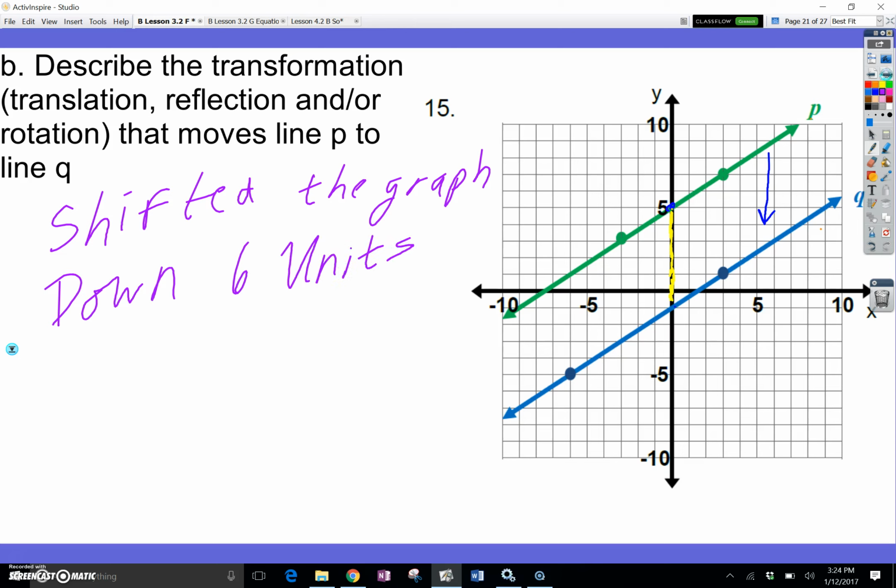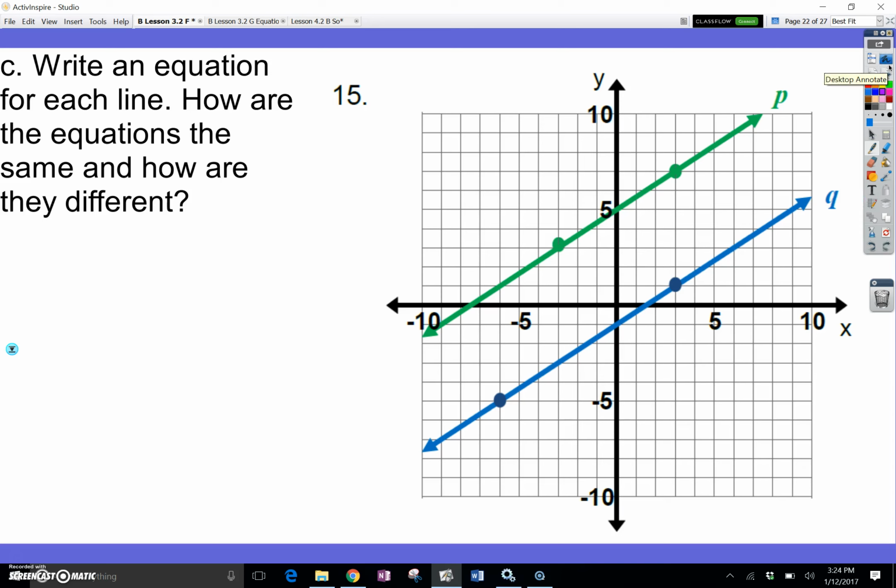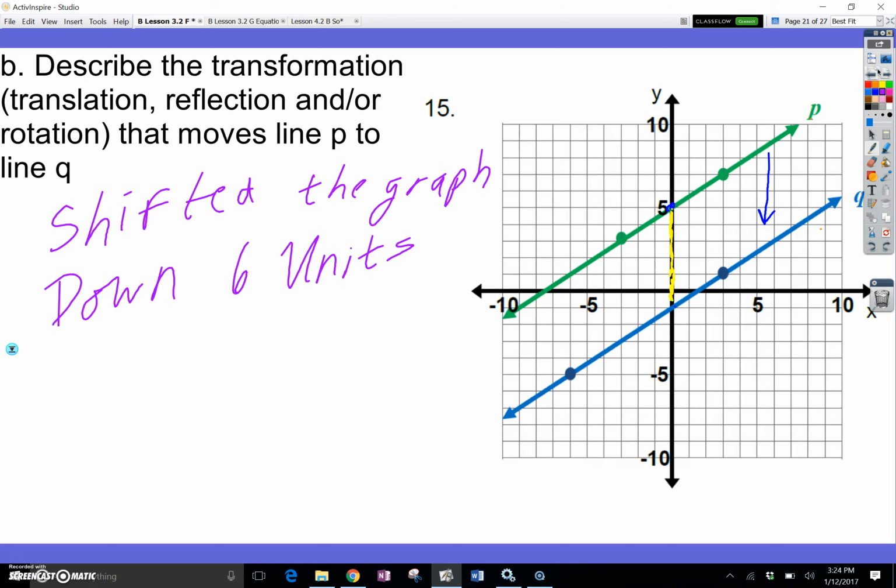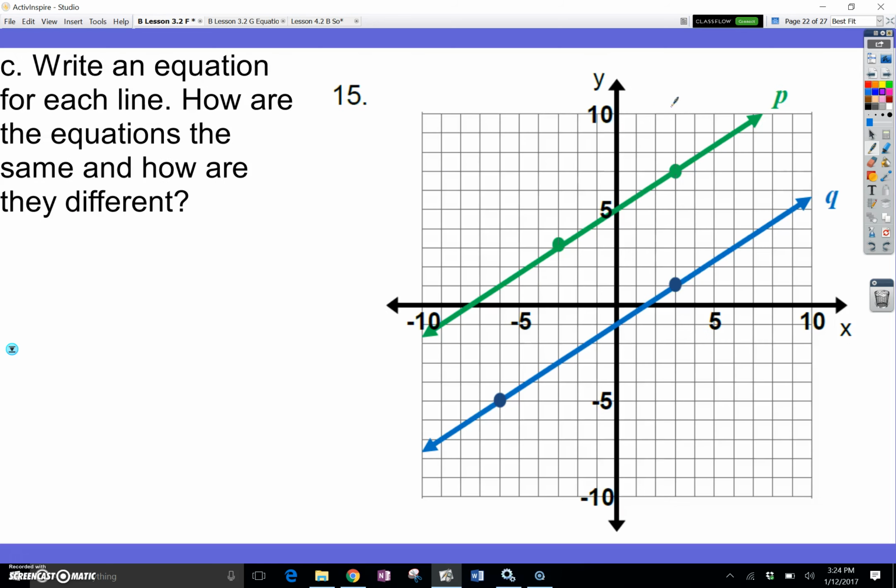Okay. All right. Write an equation for each line. How is the equation the same? How is it different? Well, we already found the slopes of both these lines. The slope was 2/3. Now I want you to remember that what is different with them is the y-intercept. So I know in the green line, the equation is going to be y equals 2/3 x. Now I just need to find the y-intercept. So that is just right here at positive 5.